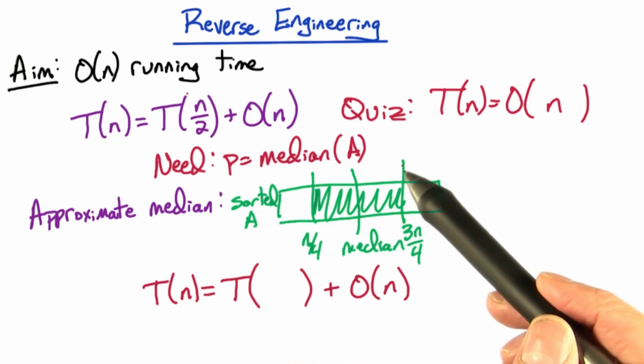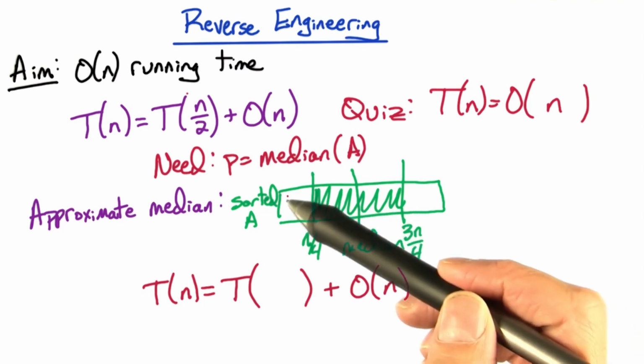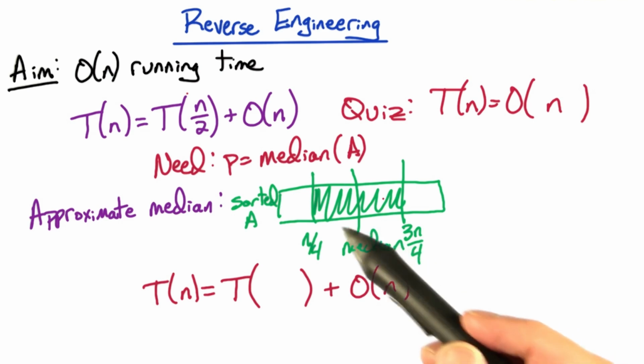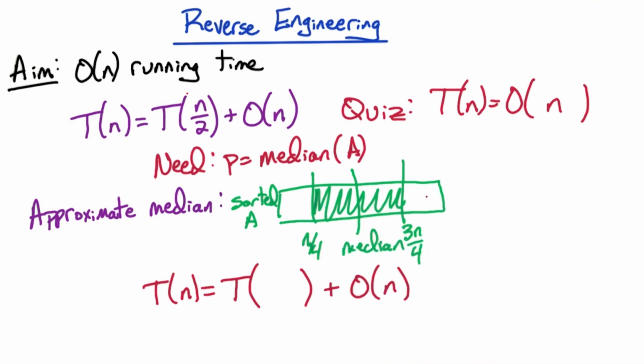Well, in the worst case, maybe it lies right here. It's the 3n over 4 smallest. And then A less than p is going to be of size 3n over 4. Similarly, if it's the n over 4 smallest, then A bigger than p is going to be of size 3n over 4. And in general, I know that the size of the subproblem is going to be at most 3n over 4. So my recurrence is going to satisfy this relation. Now the question is, what does this recurrence solve to? Turns out it still solves to order n.